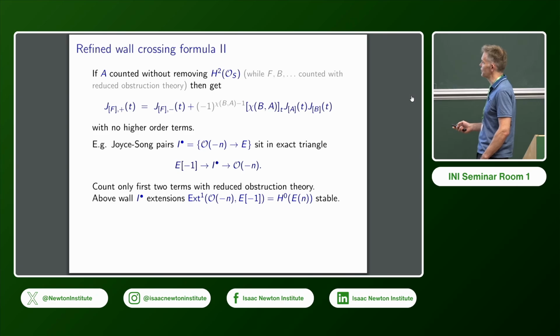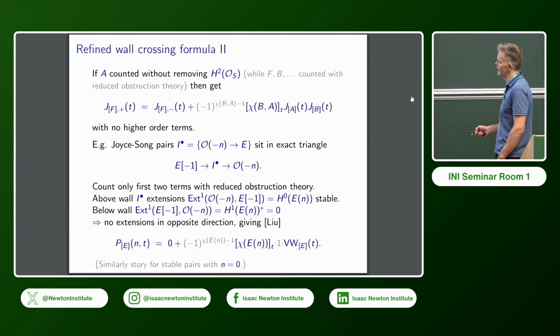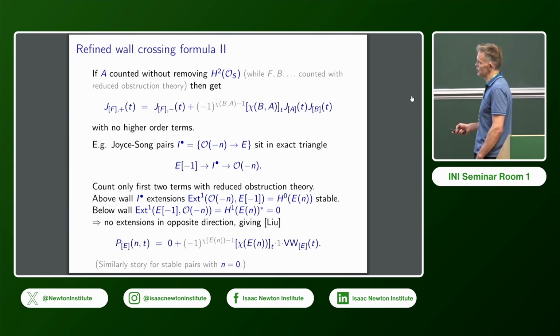Okay? So in that case, what you find is the following wall crossing formula, which is how I'll end. You know, there's a wall crossing you can do in a space of stability conditions where above the wall, all these extensions are stable and they give us Joyce-Song pairs. And below the wall, there are no extensions, so you get 0. And so the wall crossing becomes the following. You get the invariant. Above the wall is the invariant counting Joyce-Song pairs that I used. Below the wall, you get 0.